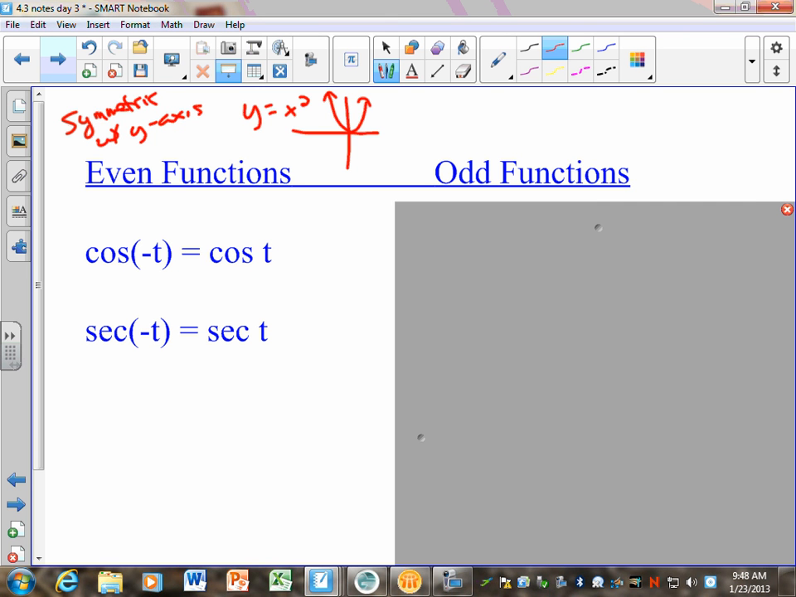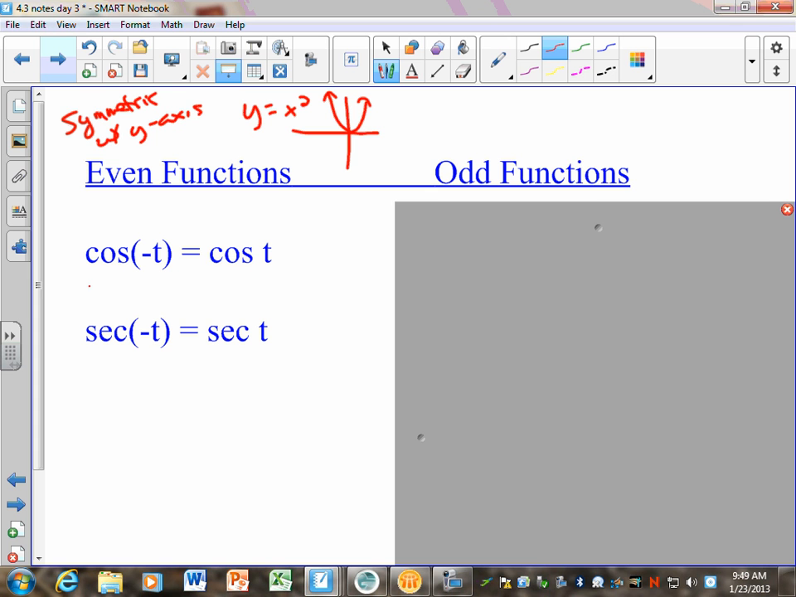More importantly, how do you know if something's even? Well, if you plug in the negative number, you get the same thing as if you would have plugged in the positive number. So there are 2 even trig functions, and it's cosine and its reciprocal. So it's really easy to remember. Cosine and the one that goes with cosine. Those are the only two even functions, which means if you plug in a negative angle, you get the same thing as the positive angle.